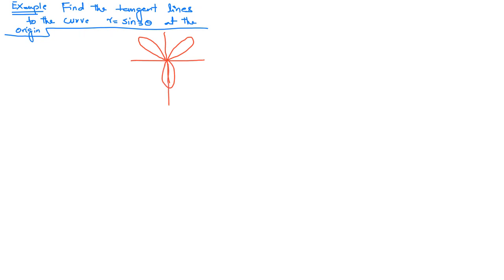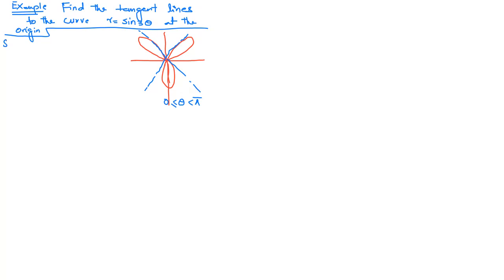So we have to find the tangent lines. This will be the first tangent line and this will be the second tangent line. Mathematically we have to find them, with theta greater than or equal to 0 and less than pi. For these values, we have to find the angle, the tangent lines. Okay, how can we find them?